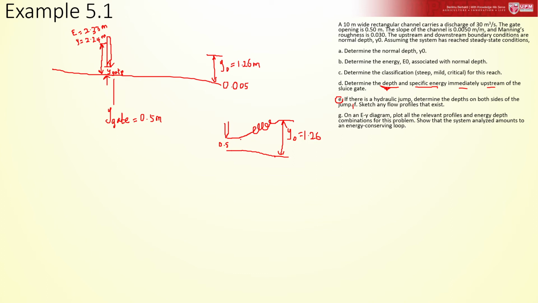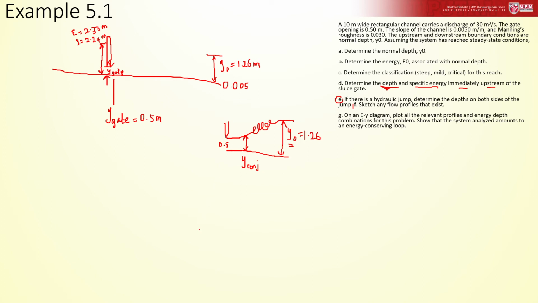We know immediately below the gate that the height is 0.5 here, but we do not know here. This is where the conjugate depth occurs, y conjugate. So we do not know here. But we know that after the jump, we have y naught. So in this case, we can find y conjugate using the value of normal depth using the concept of momentum conservation. Please look at the notes of the momentum equation if you cannot recall that theory.